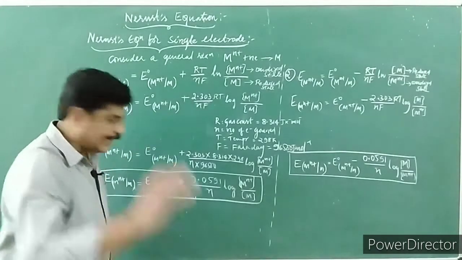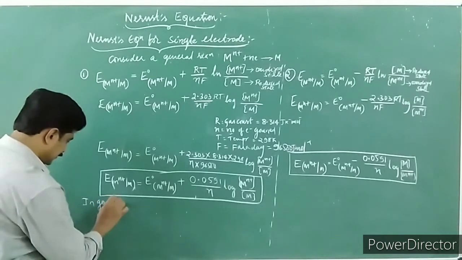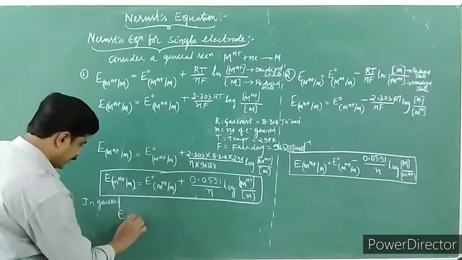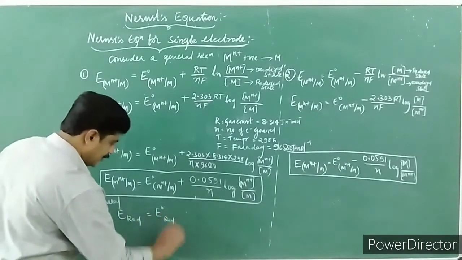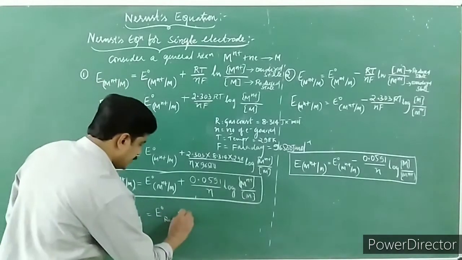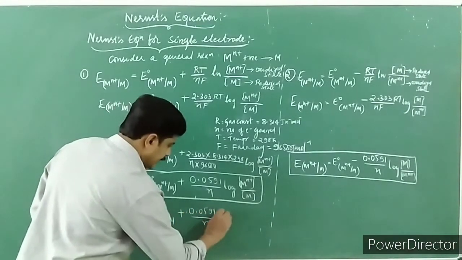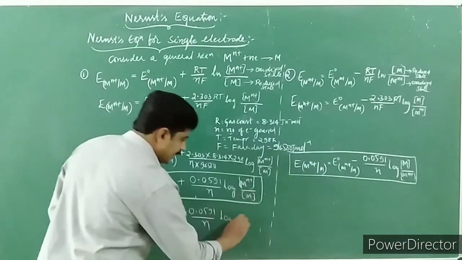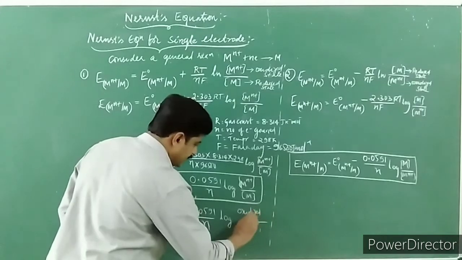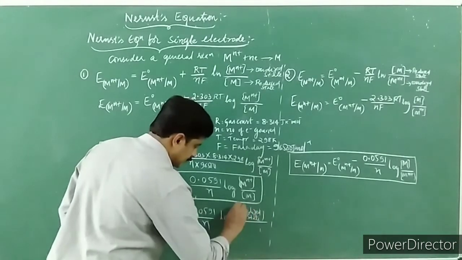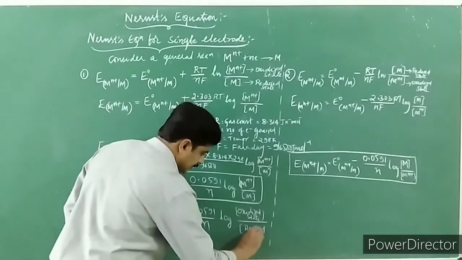In general, let me write, look at here, in general, E reduction is equal to E° reduction, means reduction potential, plus 0.0591/n into log of, what is this? Nothing but the oxidized state, is it not? Oxidized state upon the reduced state of metal.